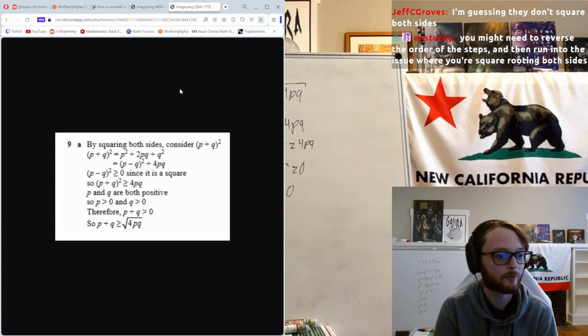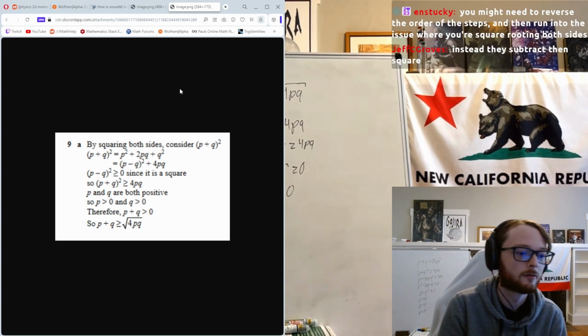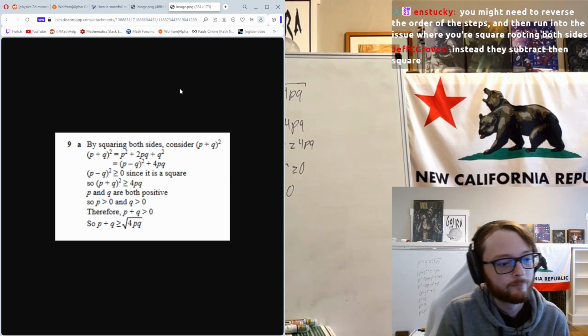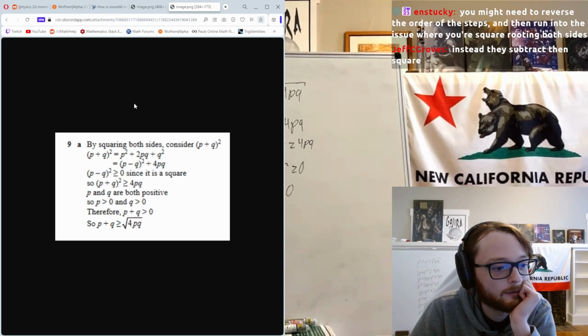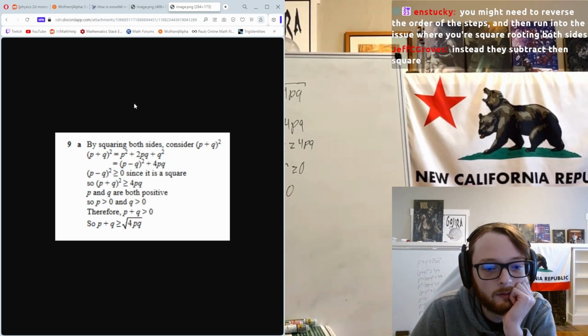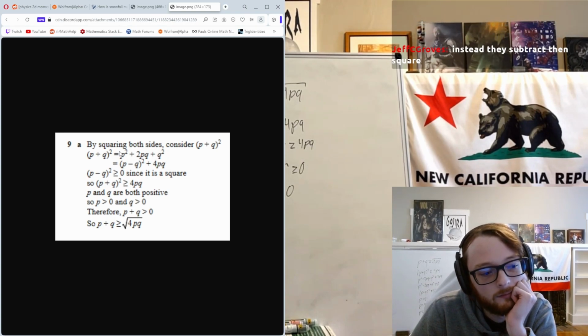To reverse the order of the steps, then run into the issue where you're square rooting each side. Huh. They're only working with one side of the inequality here.